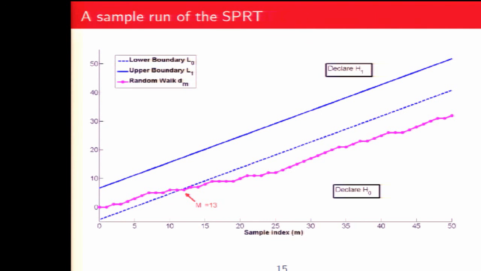Wald basically argues that if you walk out of this lower threshold or walk above this upper threshold, the probability that you shouldn't have is bounded by alpha or beta, respectively.